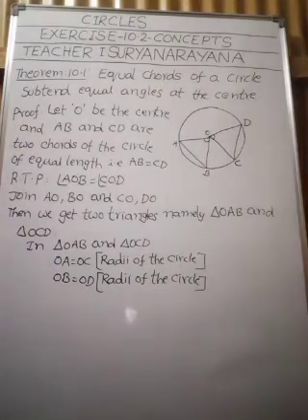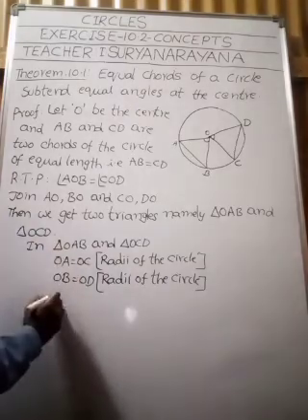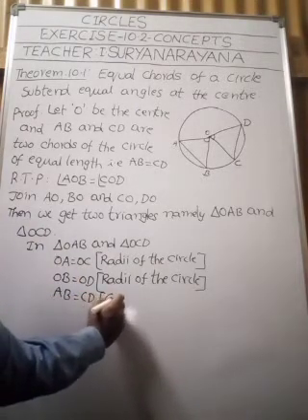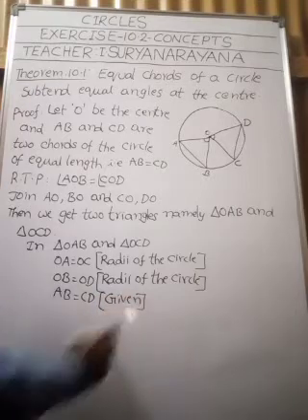These are also radii of the circle. Now, AB is equal to CD. We have already taken it like this. AB is equal to CD. Given. It is already given.